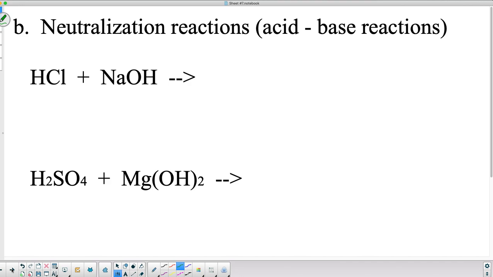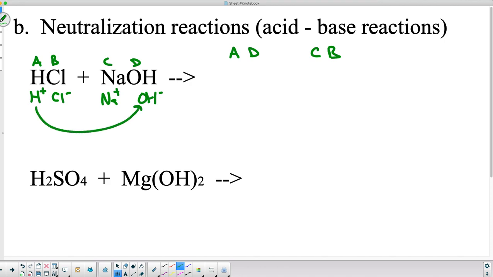Yes, easier. I still have my pattern of A, B, C, and D. I still have the pattern on the right-hand side of A, D, and C, and B. So I go through this. I got H plus and Cl minus for my A and B, I got Na plus and OH minus. And what you notice is that the first thing that I put together is the A and the D. And when I put the A and the D together, I get H plus and OH minus, which is the same thing as H2O. So we produced water.